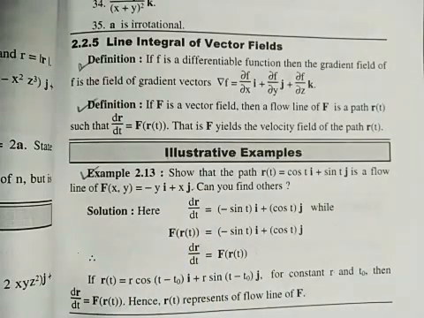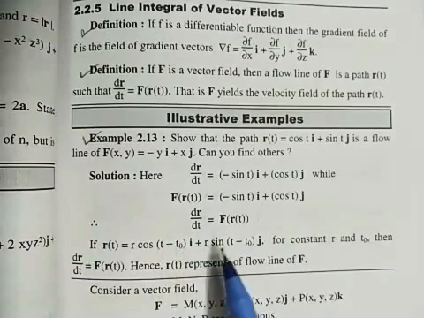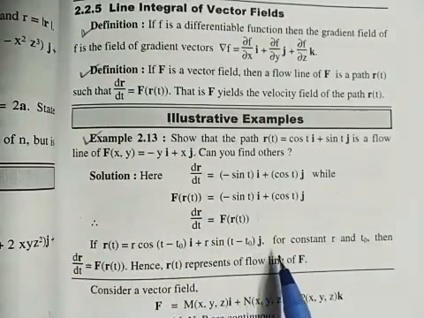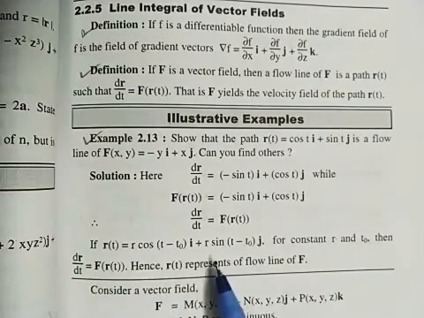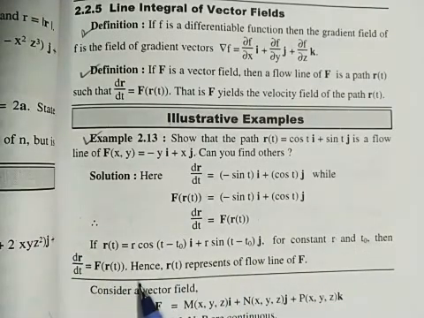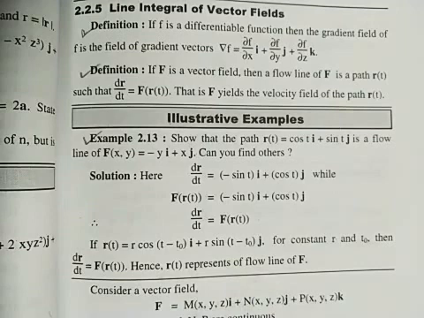Other flow lines are r(t) equal to r cos(t minus t0) i plus r sin(t minus t0) j, for constants r and t0. For this equation we get dr/dt equal to F of r(t). Hence r(t) represents a flow line of F.